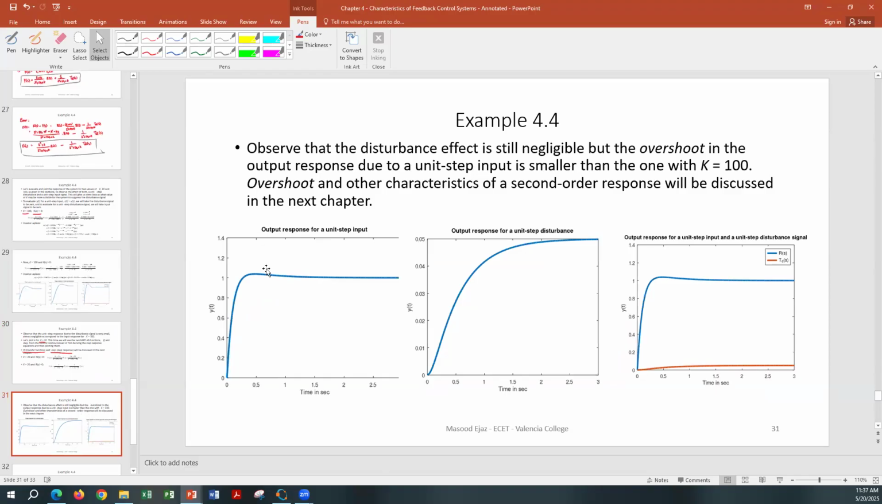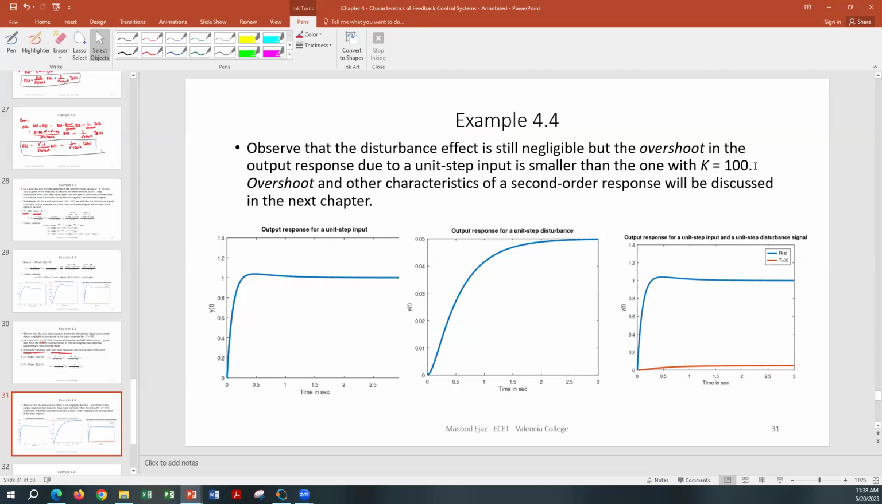So I went ahead and used these two, and plotted the output response if k is equal to 20 for a step input, and the response for the disturbance for a step input, both in the same window. The disturbance signal is a little larger, as we were expecting, because the k value is smaller. Observe that the disturbance signal is still negligible, but the overshoot in the output response due to the unit step input is smaller than the one with k is equal to 100.